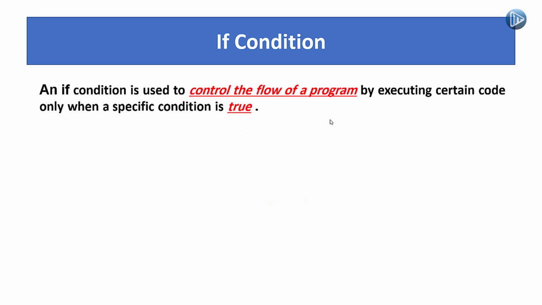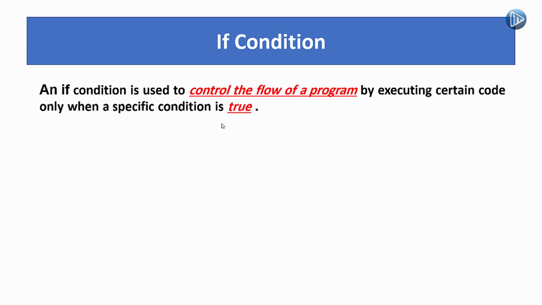So what is the if condition and why do we need to use it? Well, an if condition is used to control the flow of a program by executing only a certain code when a specific condition is true. Currently, we cannot control the flow of our program, where every code that we write in our file will be executed. But using the if condition, we can run a specific code and cancel another part of the code depending on a specific condition. And this condition, most of the time, depends on the user input.